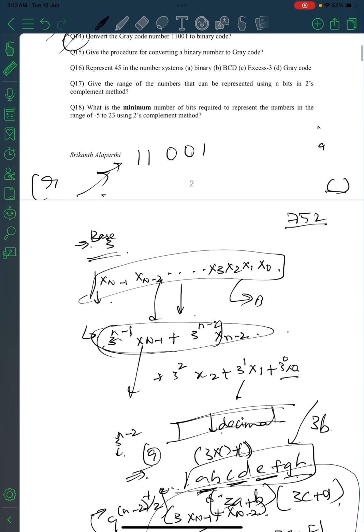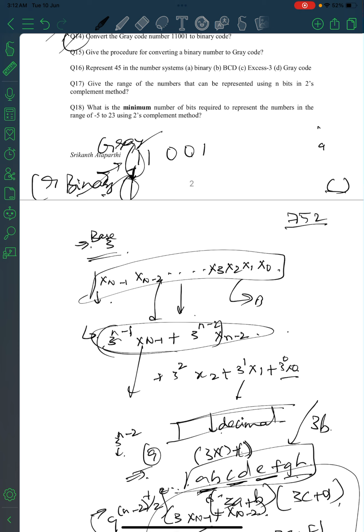So this is the gray code. It's simple. In Gray code conversion, the first number remains the same, 1. This is gray, and this is binary. The MSB, the most significant bit, remains the same, so 1 becomes 1.